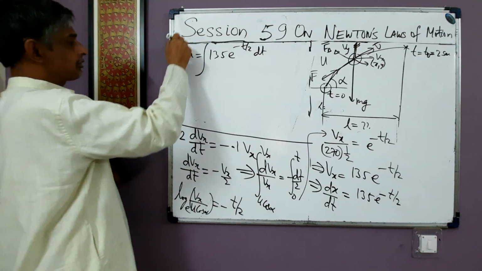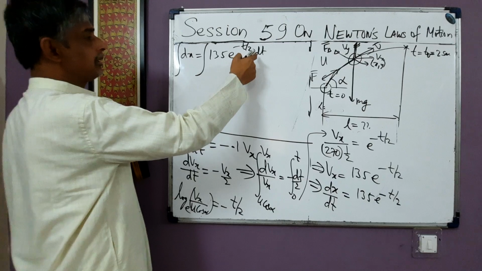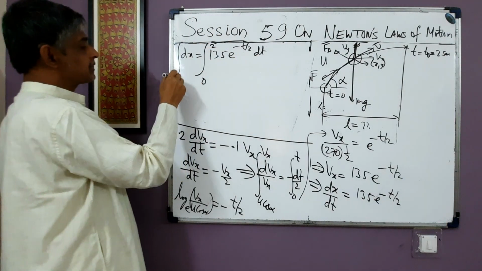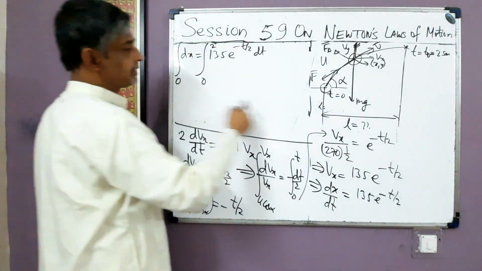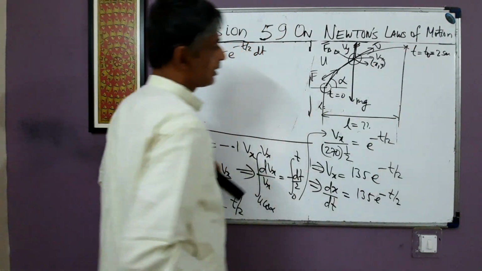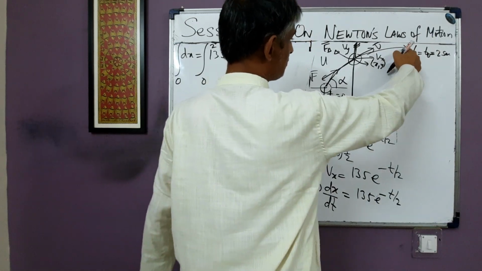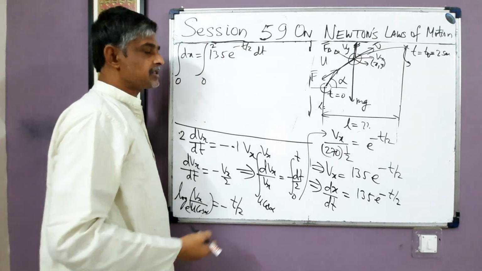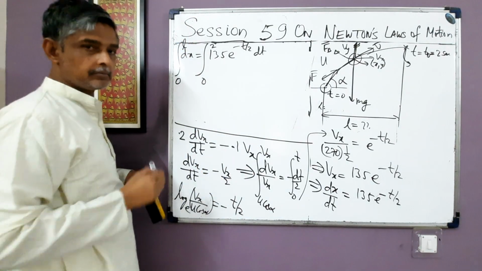Now integrate both sides. It hits the wall after 2 seconds, so the limits of t will be 0 to 2. When time is 0, x was 0, at the origin of the coordinate system. At time t equal to 2, the x coordinate becomes L. When the shell hits the wall, the x coordinate of that point is L, the horizontal distance between the wall and the point of projection. So x goes from 0 to L.